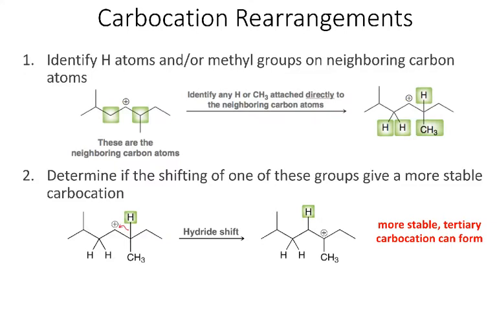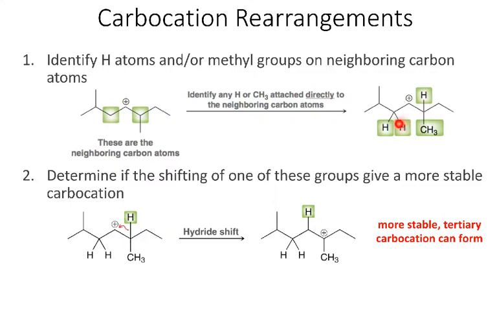To decide that, you want to look at what the groups are on the neighboring carbon atoms. We can't have hydride and methyl shifts that are further away than that. So I identify the neighboring carbons and see what's on there. I've got 2 hydrogens to the left and then a hydrogen and a methyl to the right. I want to determine if shifting one of these groups will give rise to a more stable carbocation.